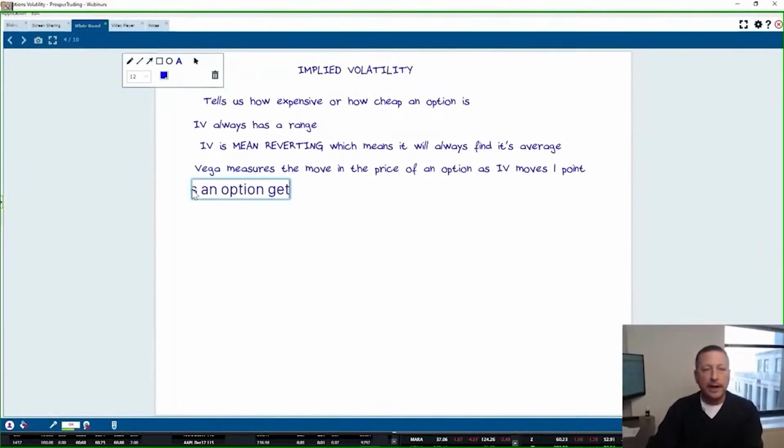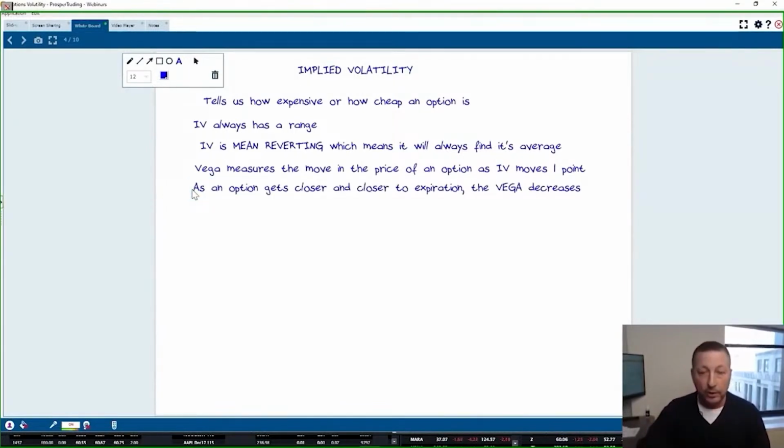As an option gets closer and closer to expiration, the vega decreases. So volatility becomes less important the closer you get to expiration of an option. Delta really just takes over as you get towards expiration. Okay? The further out in time, the more vega impacts the price of an option.